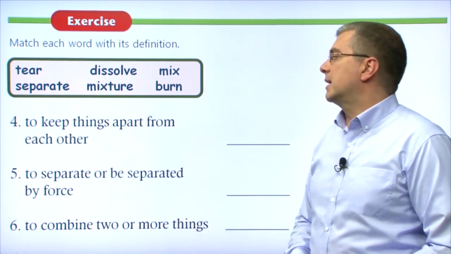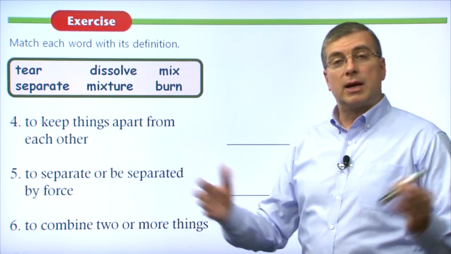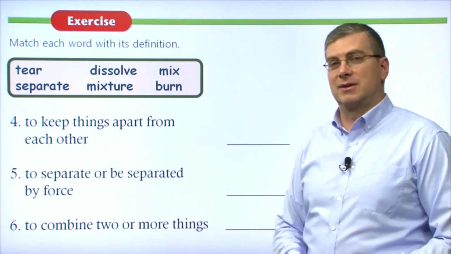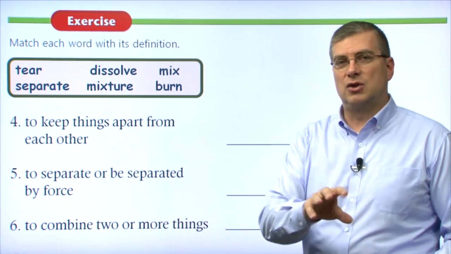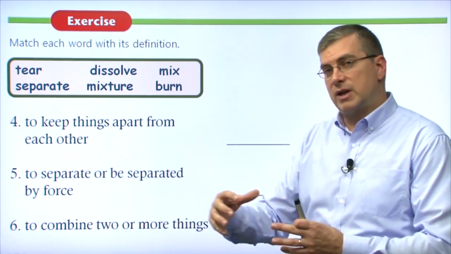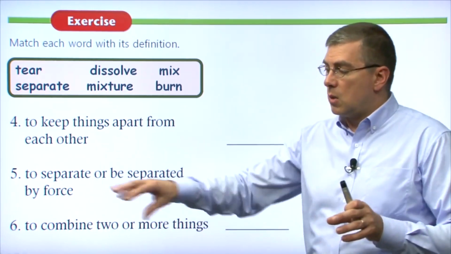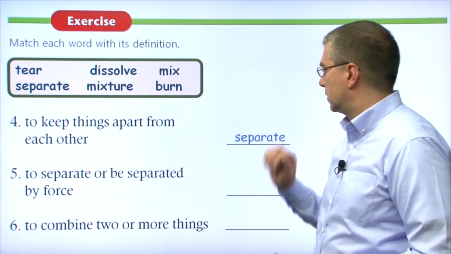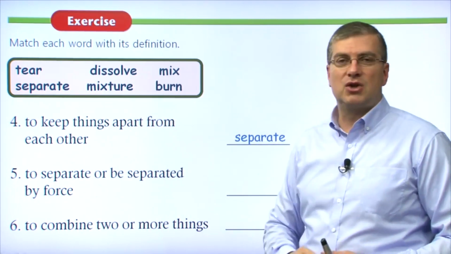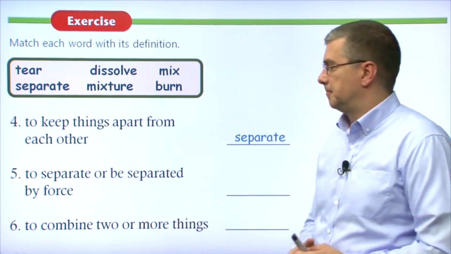Number 4, to keep things apart from each other. So let's say, for example, we have the nuts. You have different kinds of nuts. You have peanuts, you have almonds, you have cashew nuts. But you don't want to mix them together. You don't want a mixture. You want to keep them apart. You want to separate those. So separate. To keep things apart from each other, you want to separate them.